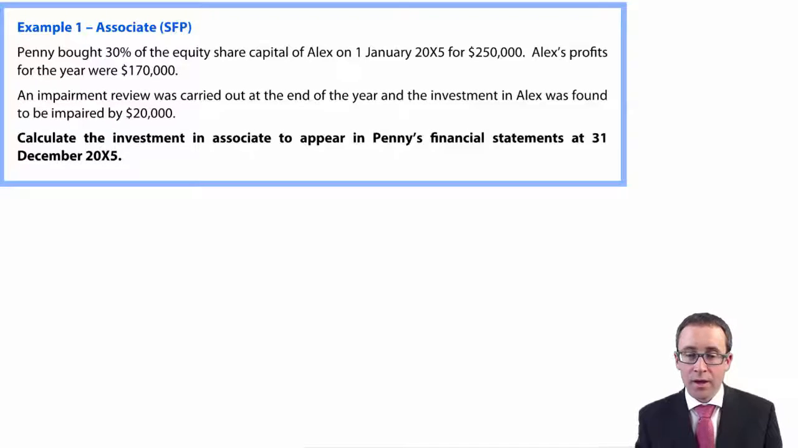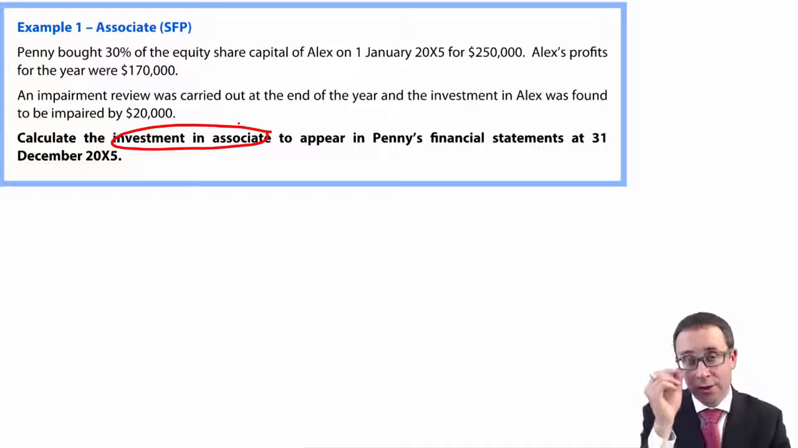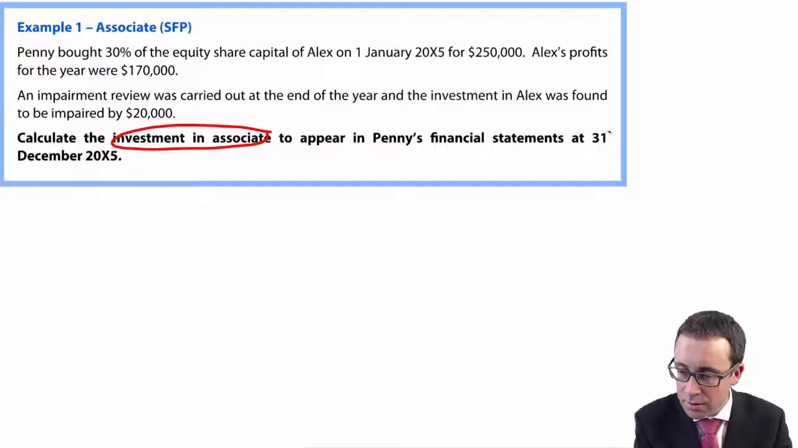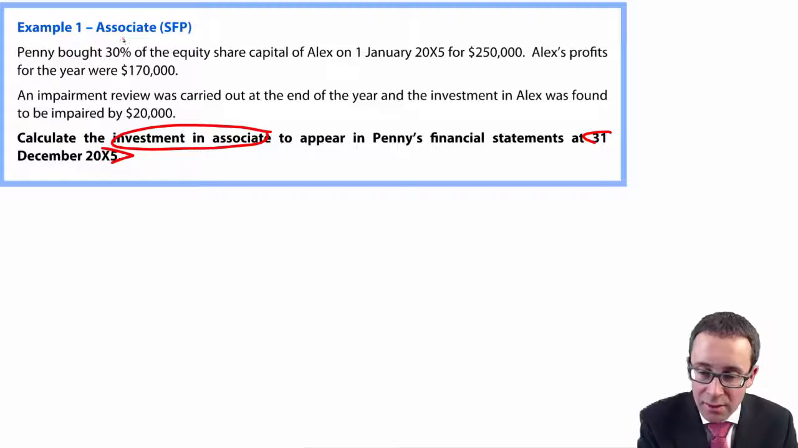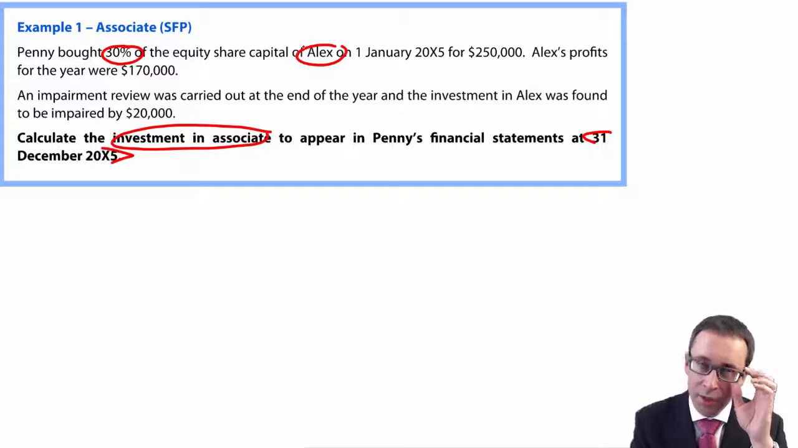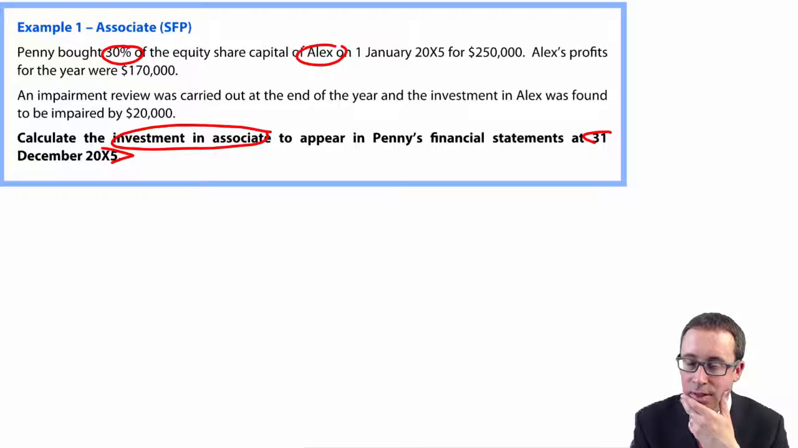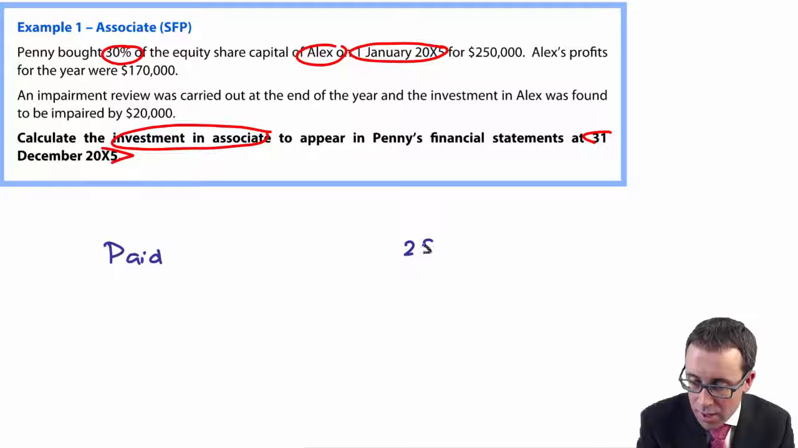So what have we got? It says calculate the investment in associate to appear in Penny's financial statements, so the parent's financial statements, on the 31st of December X5. Okay. So what have we got? It says Penny bought 30% of the equity share capital, so therefore Alex is an associate, isn't it? We're going to go through there and equity account. We bought it on the 1st of January, so that is the start of the year, and we paid $250,000.